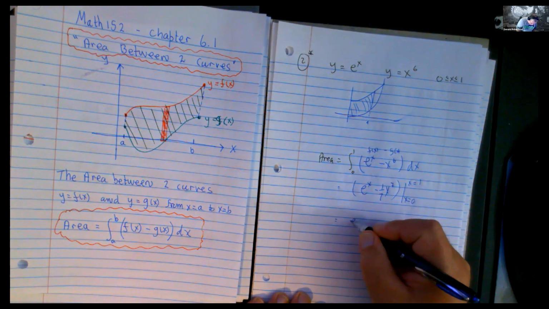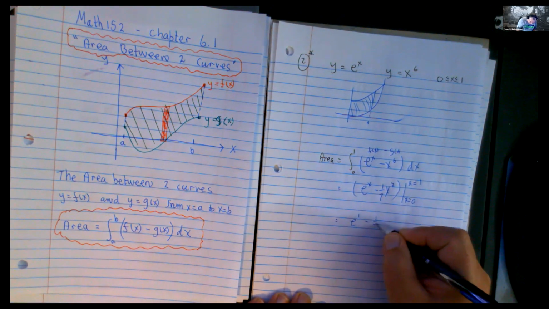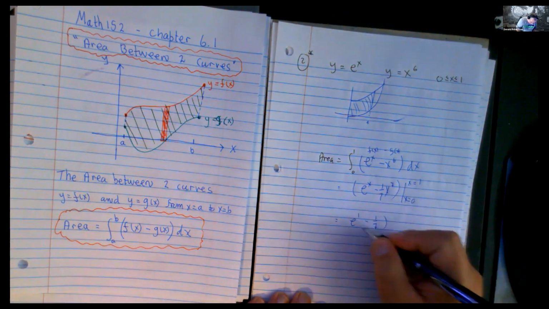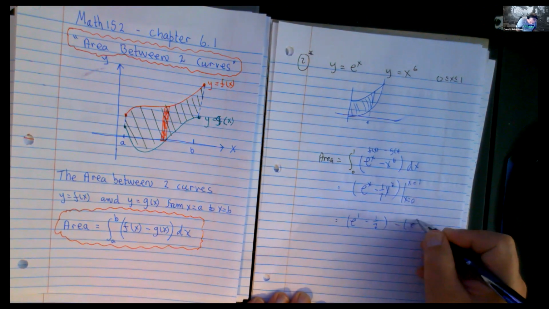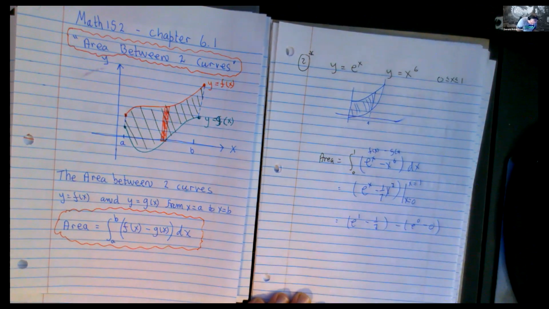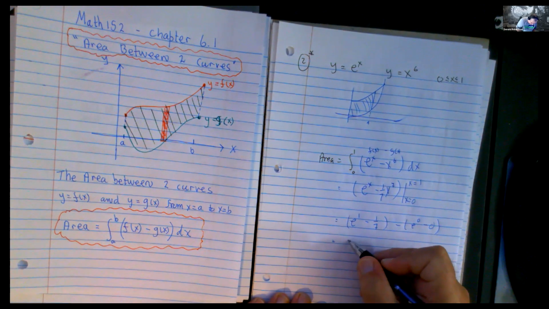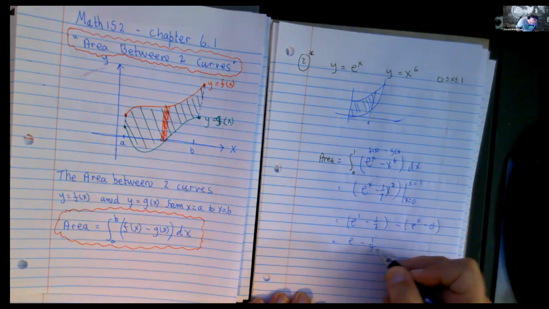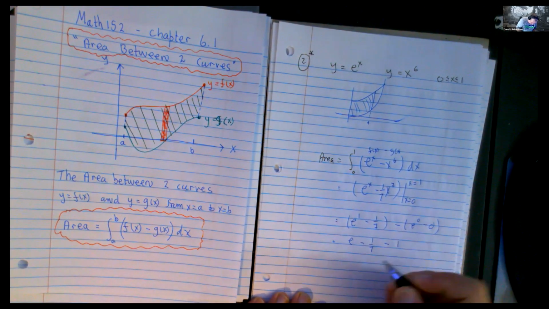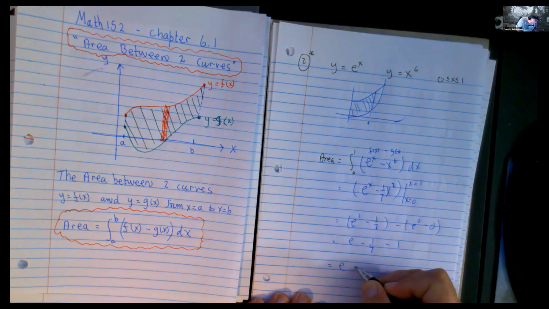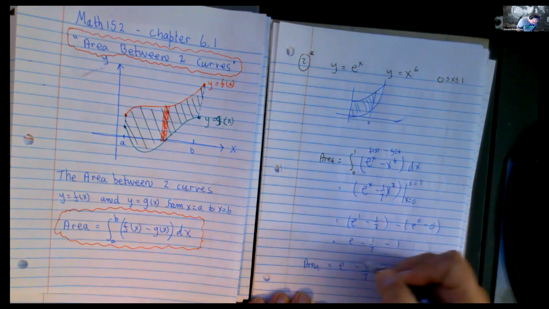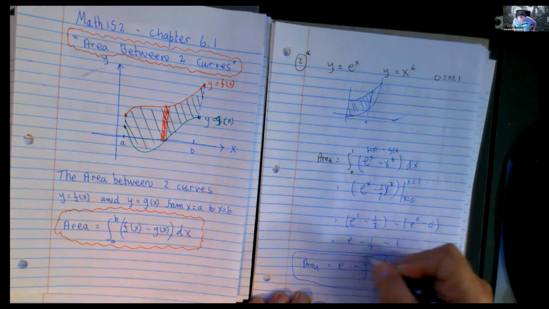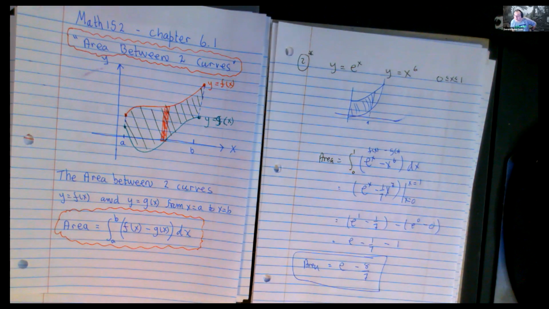So it's e to the 1, and then the other term is 1/7 because it really is. Take away e to the 0, so minus 1. So what do I have? E, take away 1/7, take away 1. I'm going to have e minus 8/7. And we want to know the exact answer. So that is your exact answer.